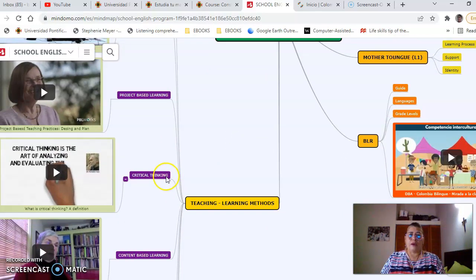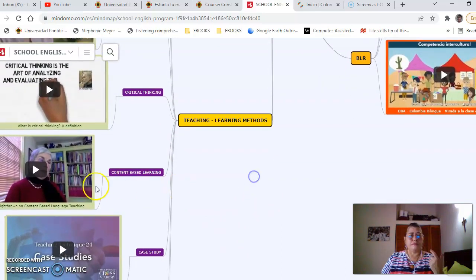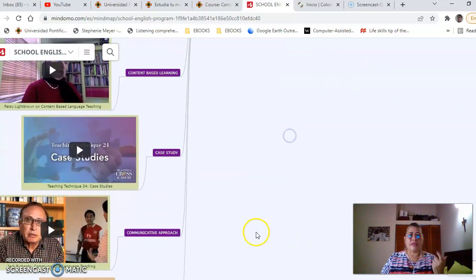Critical thinking, a very important aspect of curriculum. How can I get my students to not only read something in English or Spanish? What do I think about it? What position can I assume on it? Debating, analyzing, designing, creating new things. Content-based learning, very important. Case studies.